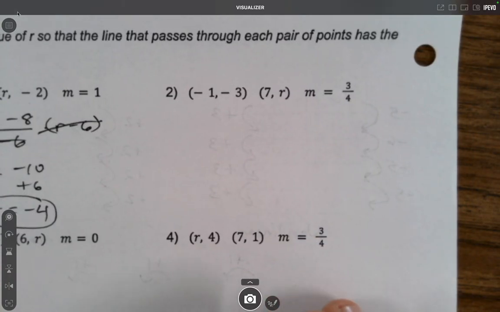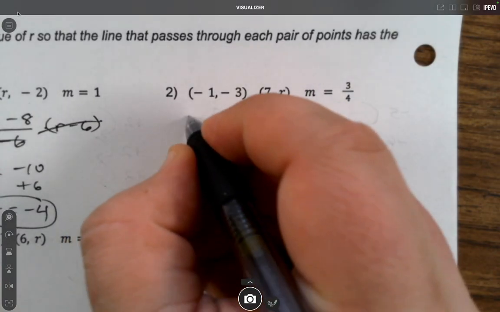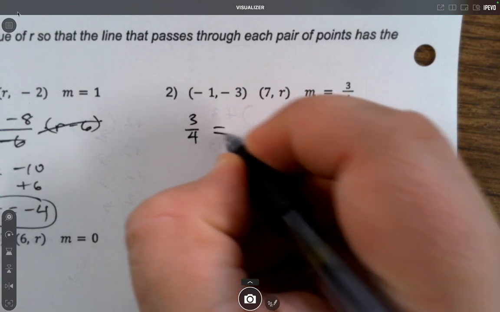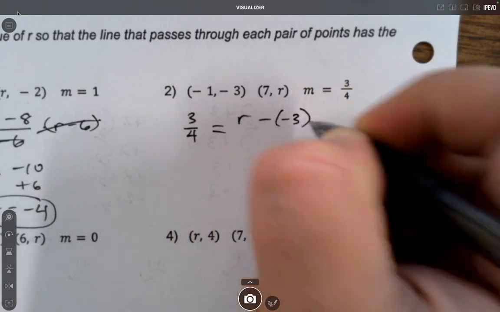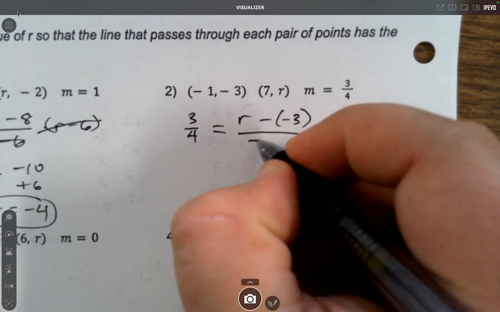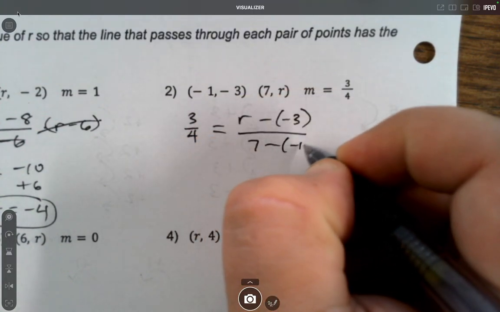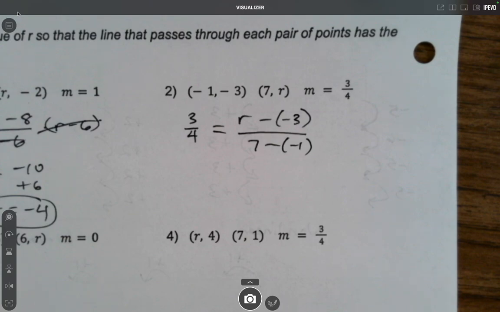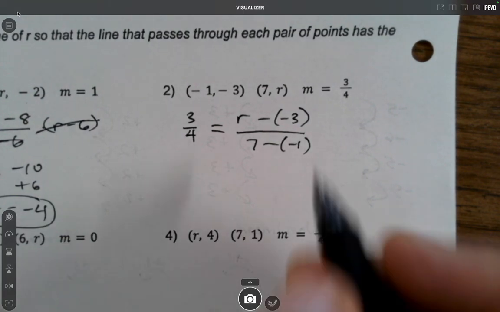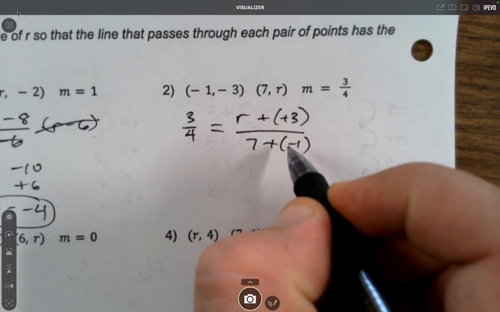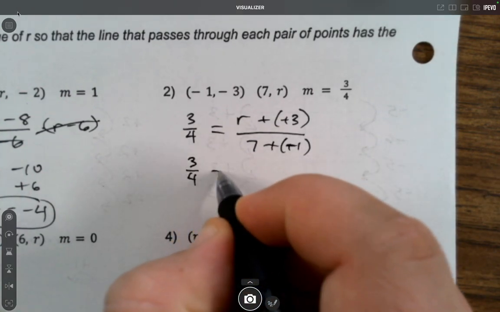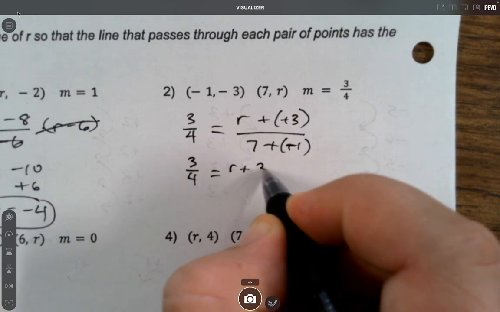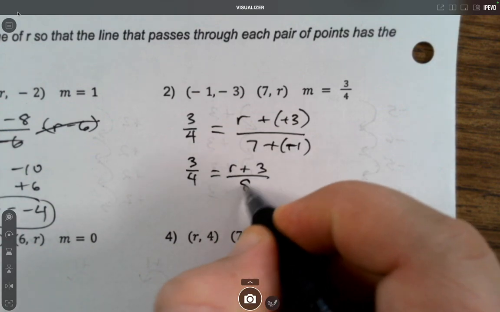Okay, number 2 is going to be similar. 3/4 is our slope. y2 minus y1 over x2 minus x1. You've got to remember, anytime you see minus and negative, you should change it to plus a positive. So another way we could write this is 3/4 equals r plus 3 over 7 plus 1 is 8.